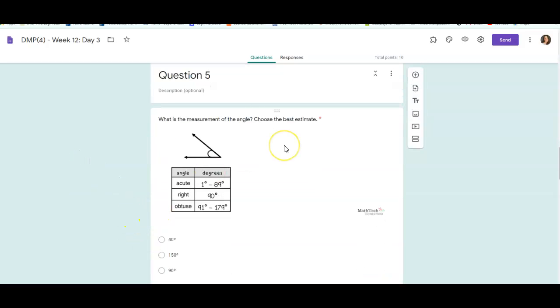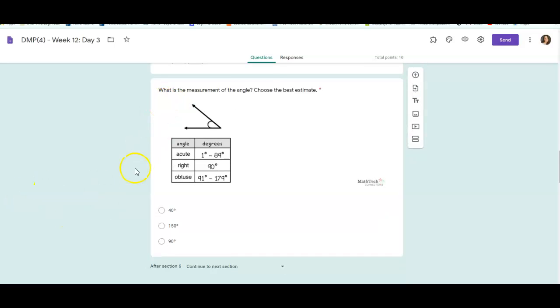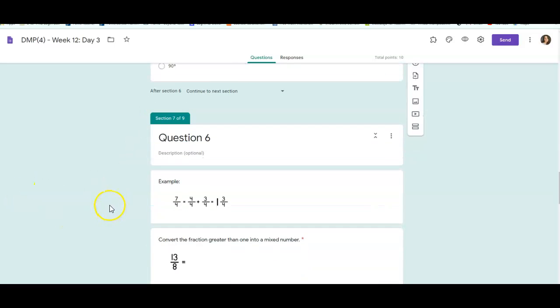Number 5, getting these angle measurements and angle names down. What is the measurement of the angle? Choose the best estimate. So we can kind of see that it's an acute angle. So what's the best estimate for that angle?